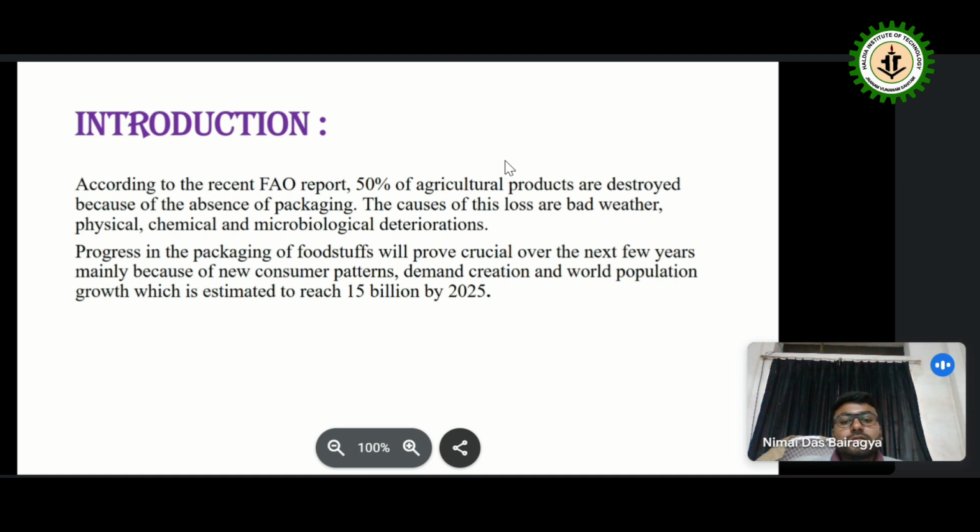So, for this reason, we have to modify the traditional methods of packaging and uplift the packaging or preservation method, and we have to extend the shelf life of the fresh product, fresh vegetables, or fresh fruits, or maybe fresh meat or bakery products also. So this is the main motive: to extend the shelf life by modified atmosphere packaging.